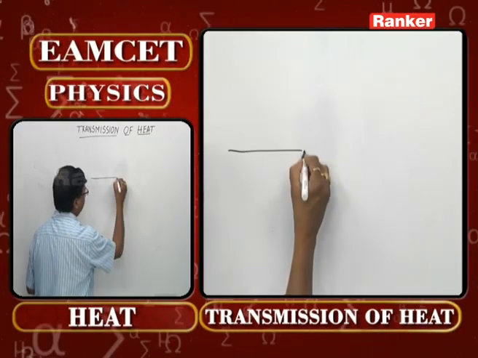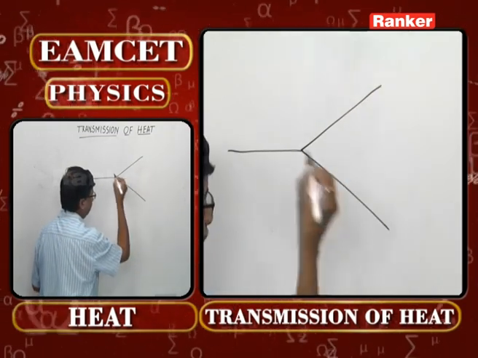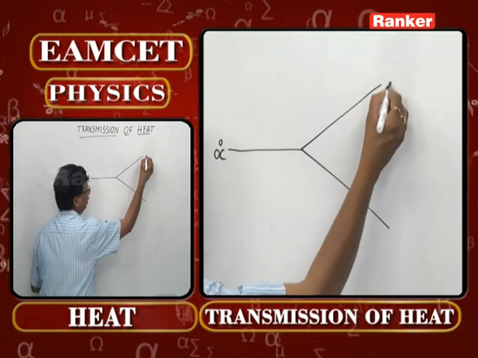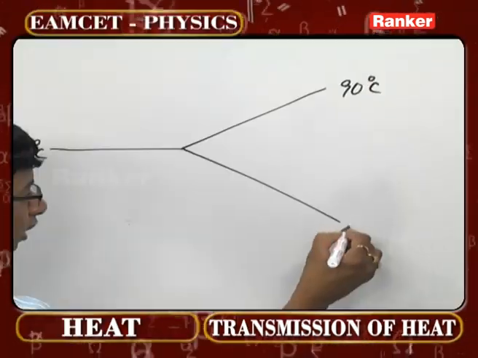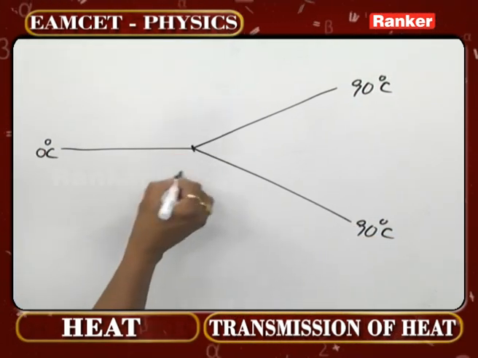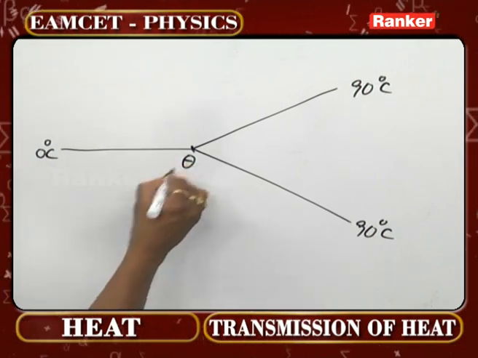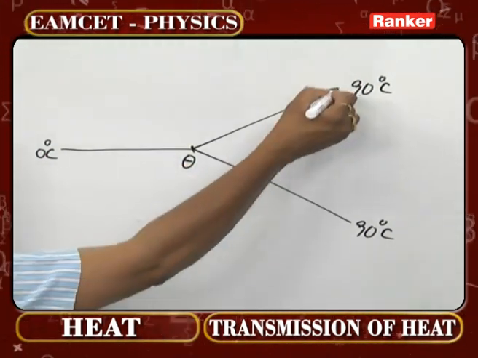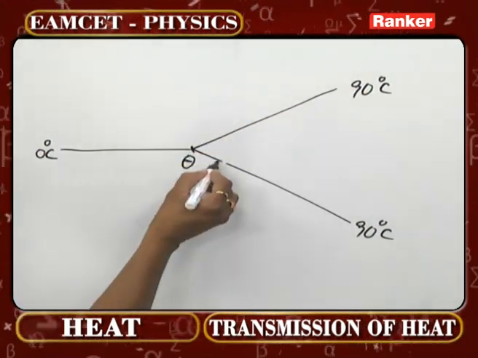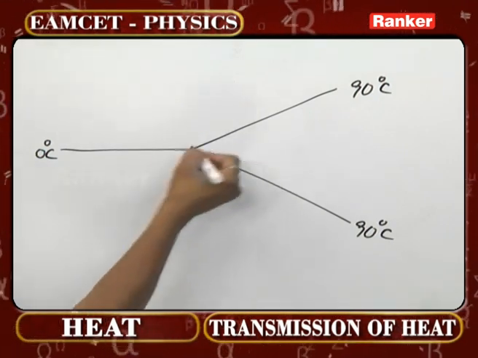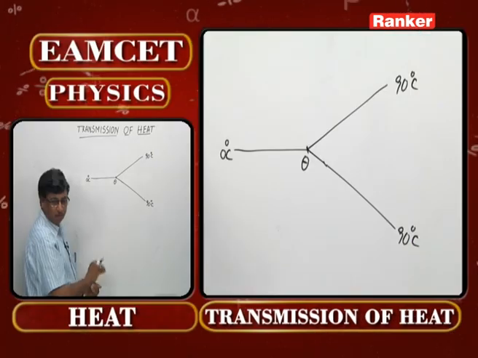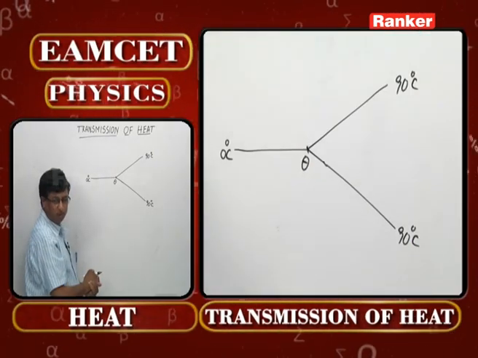If you just look at the rods of the same length placed this way, this end is mentioned as 0 degrees centigrade, this is given as 90 degrees centigrade, and this is also given as 90 degrees centigrade. But one thing you should understand well: if I take the temperature over here as theta, these two are at higher temperatures, so naturally the heat energy should move this way, and both enter into this. From the higher temperature side to the lower temperature side, generally the heat is going to flow. We know that point very well.